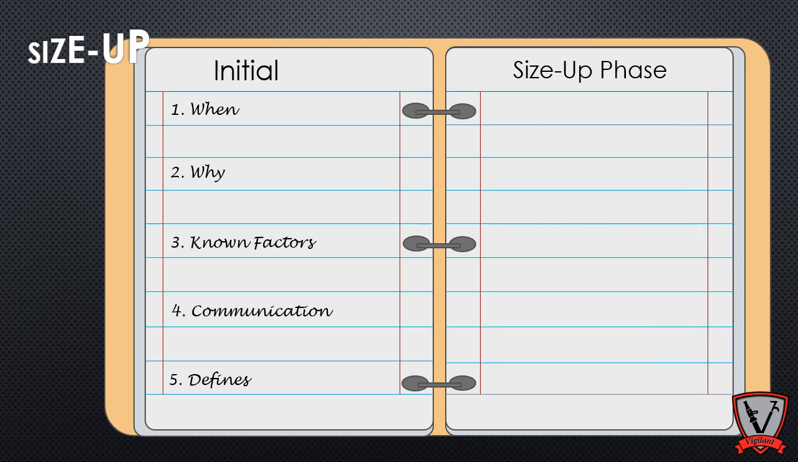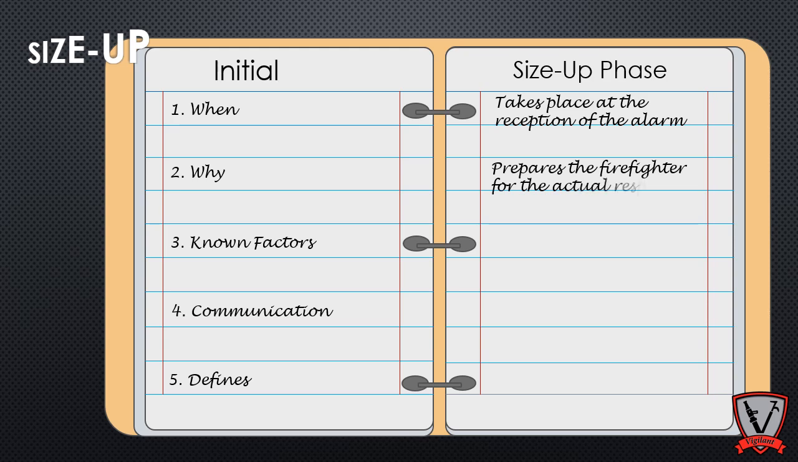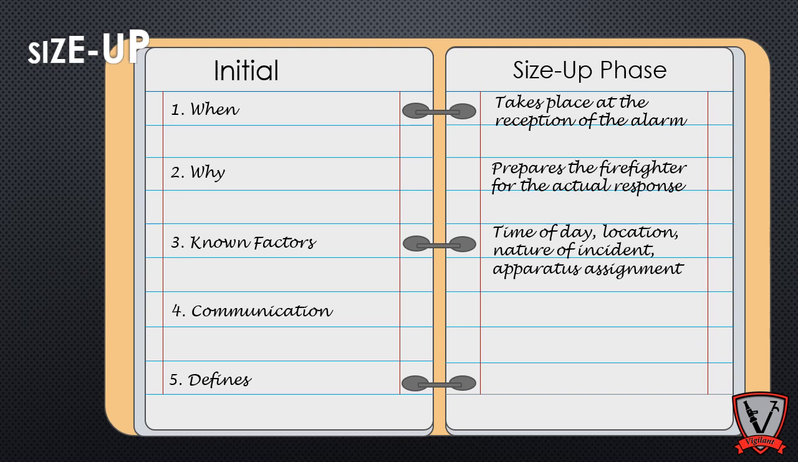Let's take a look at our initial SizeUp phase. Our initial SizeUp phase happens when the alarm is received. It happens on the reception of the alarm. We use this SizeUp because we want to prepare the firefighter for the actual response. It gives us several known factors. We now know the time of day, the location, the nature of the incident, and what the initial apparatus assignment is going to be for this response.